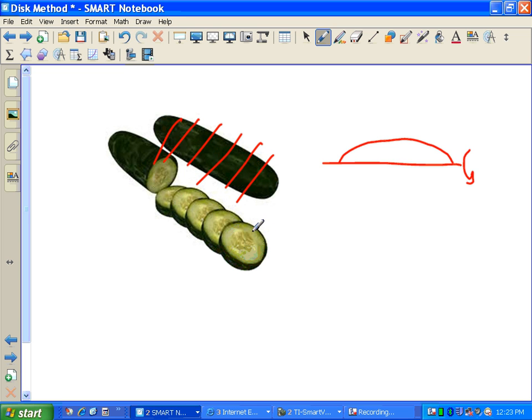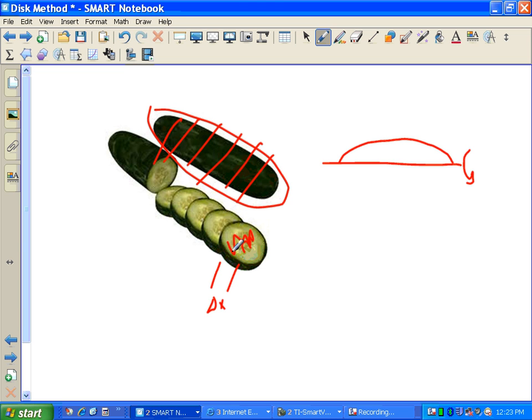If I just slice this cucumber randomly in a bunch of places, I get this sort of disc shape. Ooh, the disc method. So I could calculate the area of this cucumbery face right up here. I could multiply by the thickness of my cucumbery face, and if I added up all these cucumber slices, I'd get the volume of the entire cucumber. And that's this general thing that we're doing here.